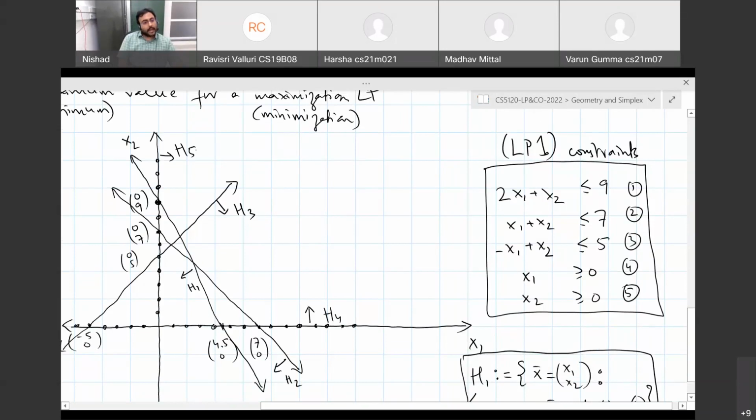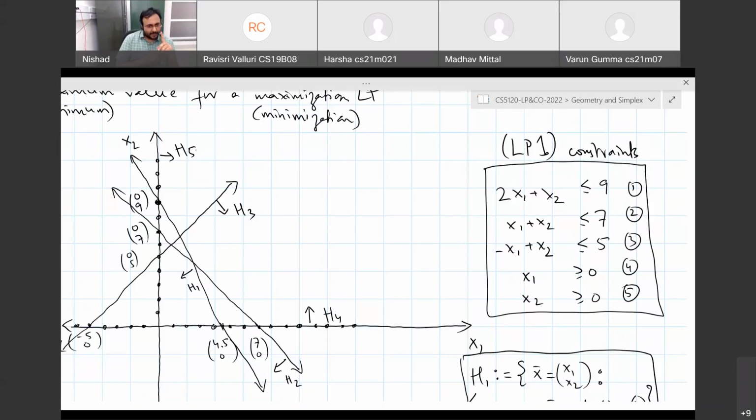Okay. And what are our feasible solutions? Can someone tell me what are all the feasible solutions with respect to these 5 half spaces? In a set theoretic sense. Yeah, the area enclosed by these lines in the first quadrant. Exactly. But can you give me a set theoretic way of looking at it now? Okay, I'm not getting a set theoretic way.